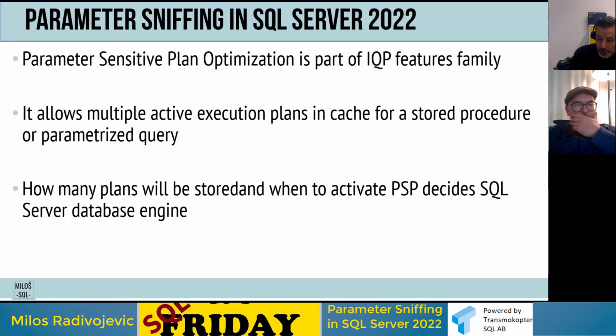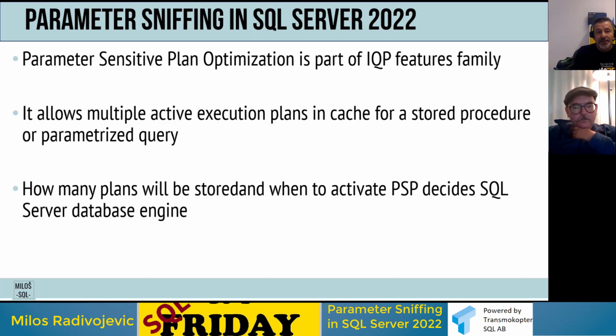Parameter sniffing in 2022. What does it mean? They have a feature called parameter sensitive plan optimization. This is a part of the intelligent query processing feature family. It lets you have multiple active execution plans in cache for a stored proc or parameterized query. Till 2019, we have a single plan per stored proc in cache. Now you can have more.